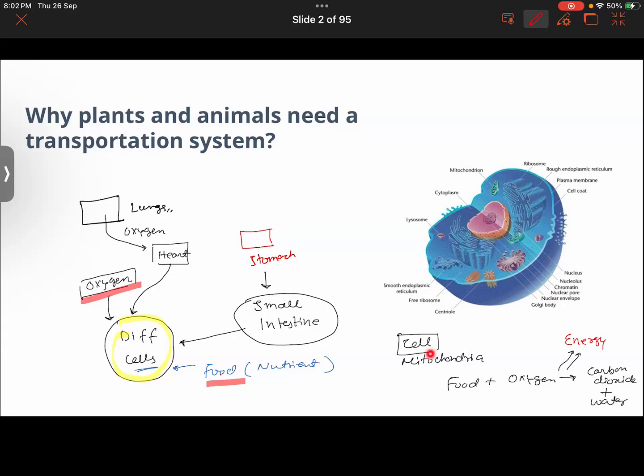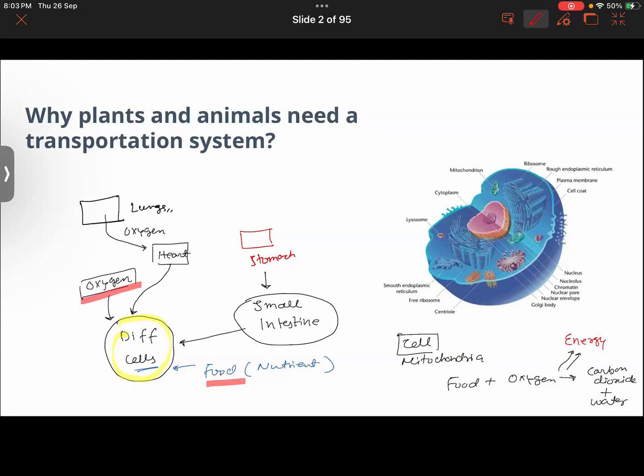So for the cell to perform respiration and obtain energy from it, it requires food plus oxygen. So food will be going to the cell and oxygen will also be going to the cell. Getting it, guys? That is one thing. Plus, what are the waste products formed in respiration? Which waste products are formed in respiration? You can clearly see this in the equation here. Observe this. The waste product, isn't it carbon dioxide plus water?